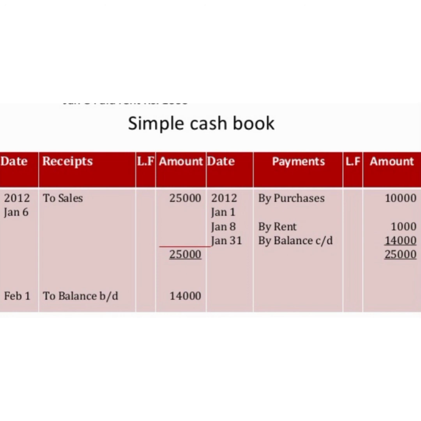Then find out the total of both sides. On the debit side, there is a total of 25,000. On the credit side, there is a total of 11,000. So the next step is to calculate the closing balance. The closing balance shows on the credit side with an amount of 14,000. This is the closing balance of the simple column cash book on 31st January 2012.